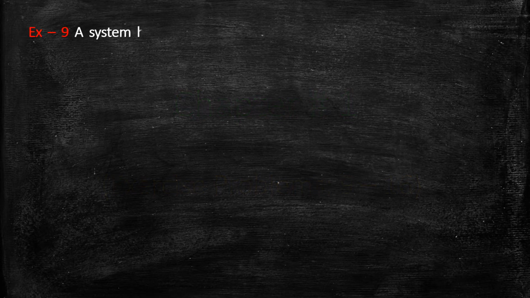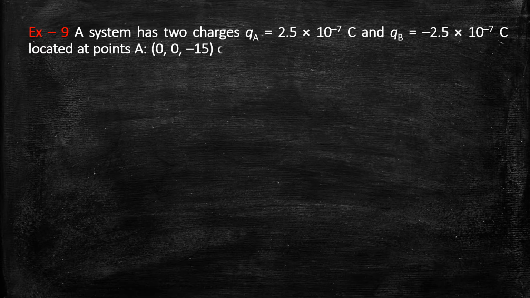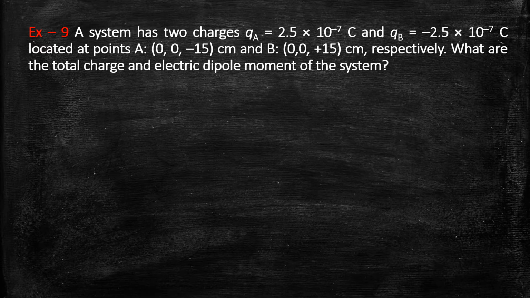In ninth one, we have a system of two charges. QA is equal to 2.5 into 10 raised to minus 7 coulomb and QB is minus 2.5 into 10 raised to minus 7 coulomb. Given they are at position 0, 0, minus 15 centimeter and 0, 0, plus 15 centimeter respectively. What are the total charge and electric dipole moment of the system?